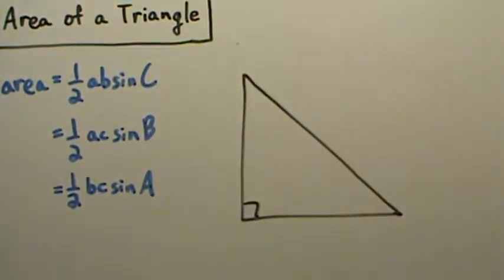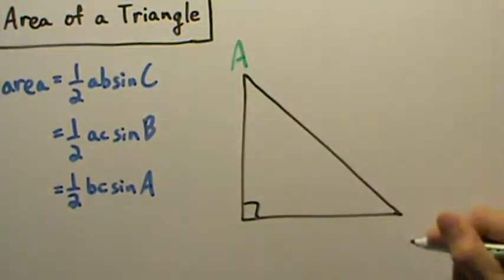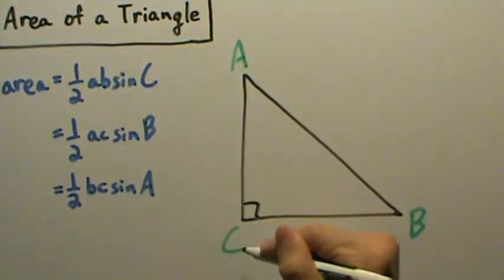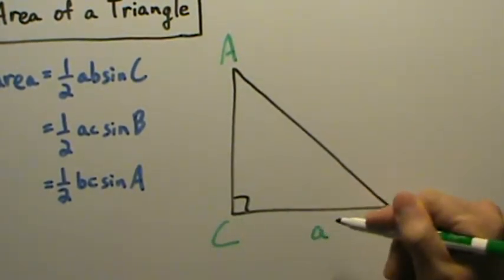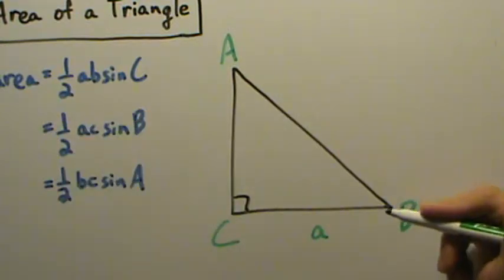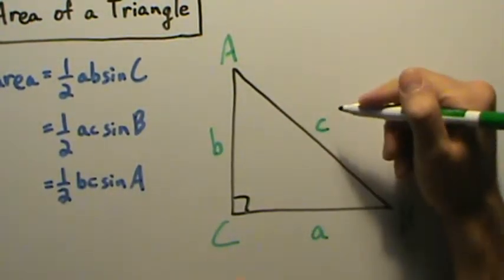Let's label these in a different color. So this will be A, this will be B, this will be C. Capital letters for angles, lowercase letters for sides. So this side will be little a because it's across from capital A. This side will be little b because it's across from capital B. And this side is little c because it's across from capital C.